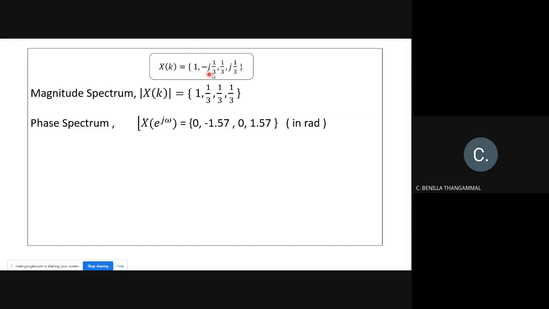So how to convert this rectangular coordinate into polar coordinates? Take your calculator now. I'll tell you how to calculate for this value. Here it is minus j 1 by 3, so your real part is going to be 0. So type 0 minus i. You'll have a button ENG in your calculator. If you press that ENG button, i will be displayed. So i into 0.33, press equal to.